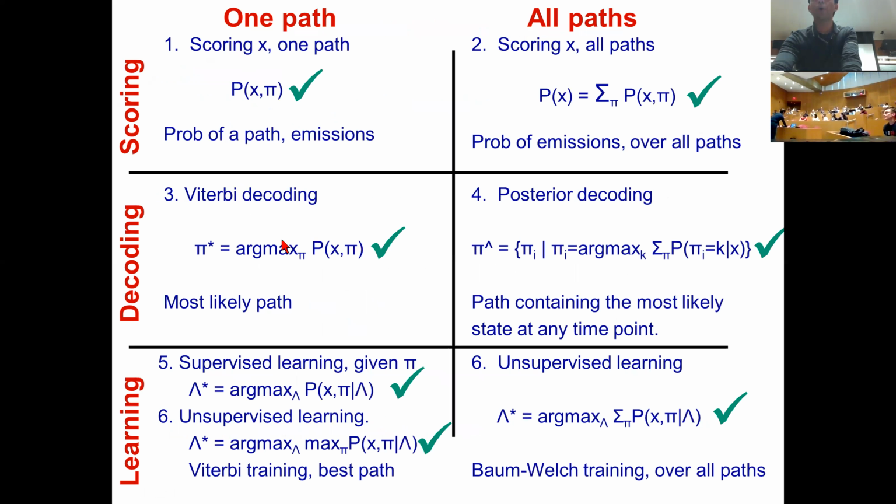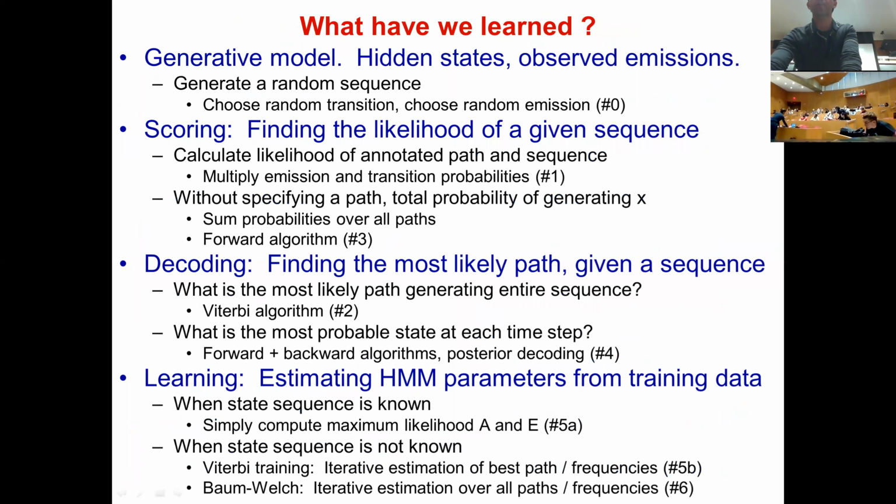So we've now gone through all of our algorithms, scoring, decoding, and learning using one path or all paths. And for the one path, we looked at supervised, where we're given the path, and unsupervised, where we simply calculate a single path, which is the Viterbi path. Okay? I guess we're not going to talk about conditional random fields.